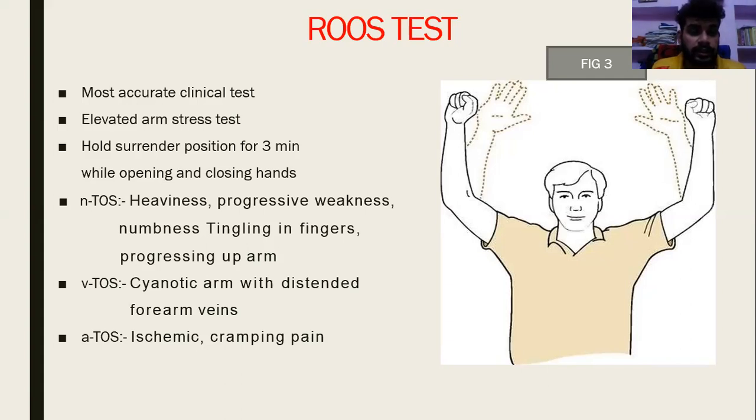Now in VTOS, we see a cyanotic arm with distended forearm veins. In ATOS, generally we feel ischemic or cramping pain. It is very popular in the east side. According to both tests, we consider whether TOS is present or not.